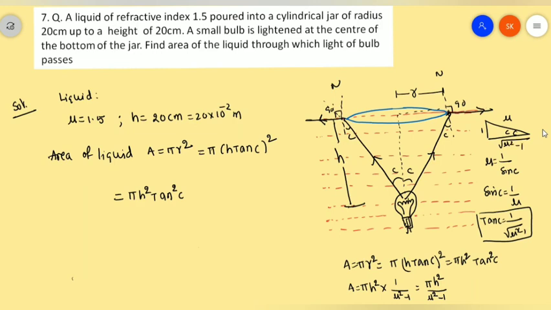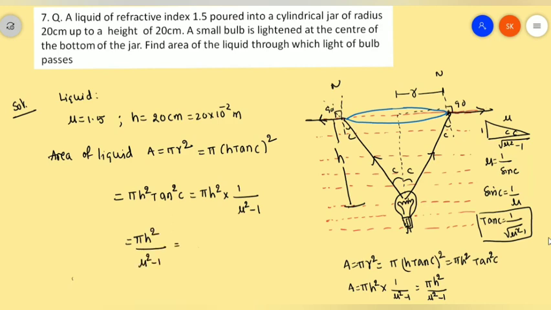And then tan c from the figure: when sin c is 1 by nu, tan c is opposite side by adjacent side, 1 by under root nu square minus 1. Here in pi h square tan square c, tan c is 1 by root nu square minus 1, so tan square c is 1 by nu square minus 1. Then the final formula we get is pi h square by nu square minus 1.